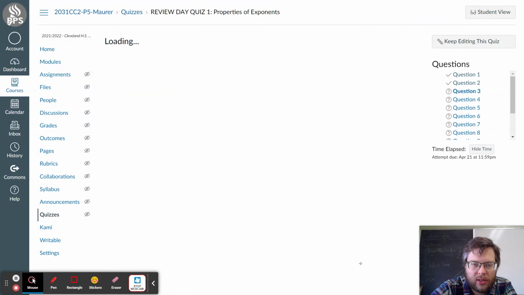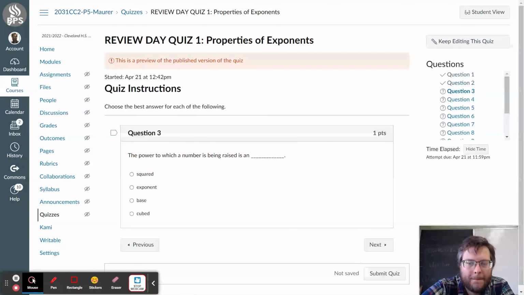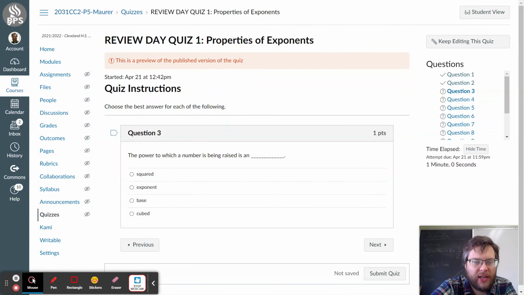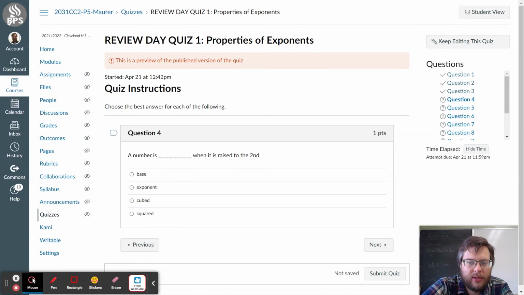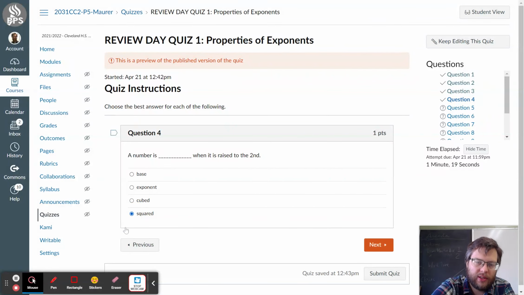Next one. The power to which a number is being raised is an exponent. So power, exponent, you can use those words interchangeably. All right, a number is blank when it is raised to the second. Same sort of idea. Second power means it times itself twice. That would make the area of a square. And so squared right there is raised to the second power.